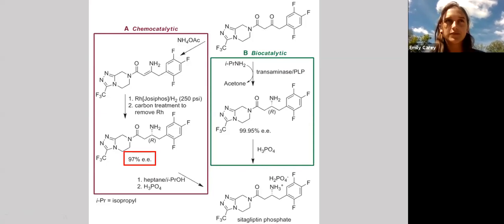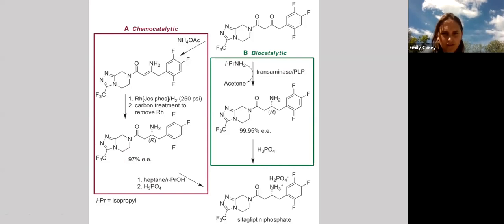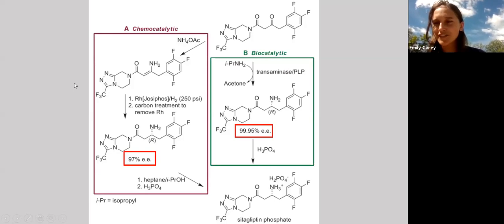So 0% would be equal parts, or a racemic mixture of two enantiomers, and closer to 100 is going to be enantioselectivity of one enantiomer over another. So this was really impressive for the chemocatalytic reaction, but it was definitely more impressive for the biocatalytic reaction. 99.95% EE, so it's probably like 100% EE, but you have to leave room for just a little bit of error, so they kind of rounded down just a little bit.